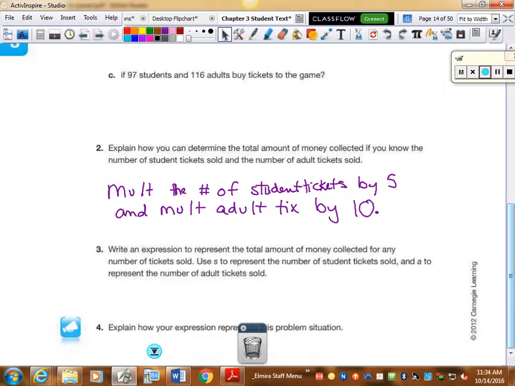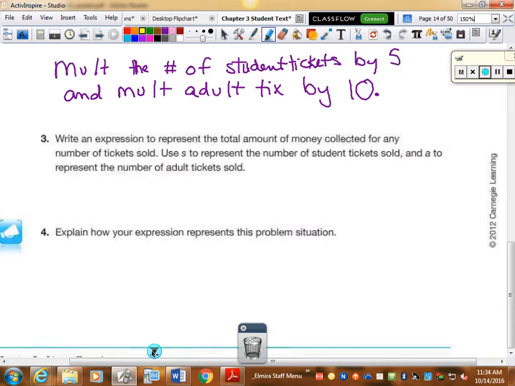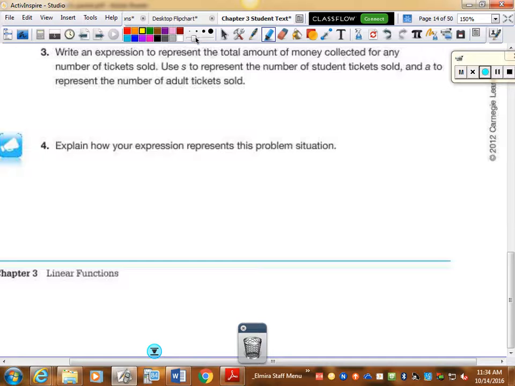Alright, 3. Write an expression to represent the total amount of money collected. Use S. Let me blow this up a little bit more. There we go. Use S to represent the number of student tickets sold, and A to represent adult tickets. So guys, don't overthink this. It's $5 for every student ticket. By the way, I hate S for a variable, but if the directions didn't say so, I wouldn't use it. Because they did, I am going to use it. And $10 for every adult ticket.